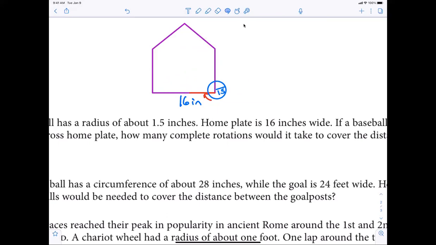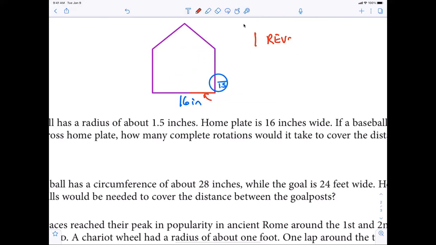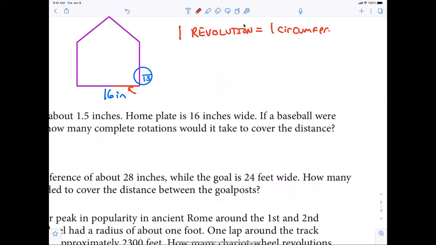All right, so I just rolled it one time. All right, believe it or not, Josh is 100% correct. When the ball rolls one time, it rolls a circumference. So I need everybody to write on their notes right here. One revolution is equal to one circumference. Please write that. One revolution is equal to one circumference.